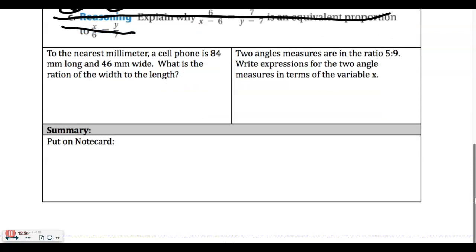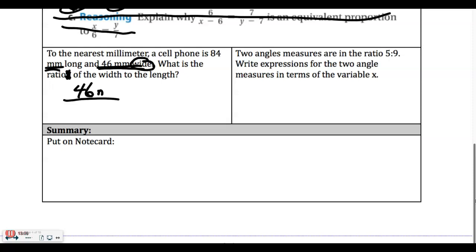I like to keep notes short and sweet unless I feel like you don't understand it. So it says, to the nearest millimeter, a cell phone is 84 millimeters long, 46 millimeters wide, and it says, what's the ratio of the width to the length? So you're going to put a fraction bar down, because I like to use the fractions instead of the colons. And it says width to length. So just make sure you don't do it upside down.